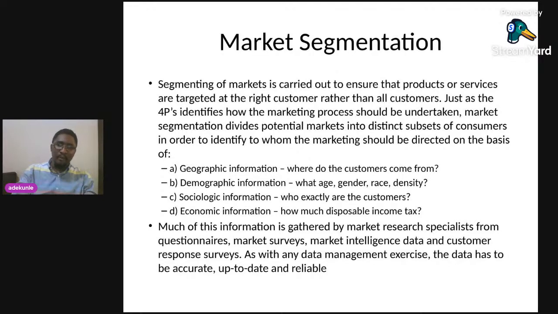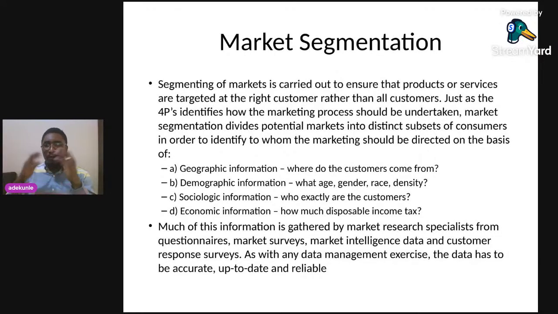Of course, then we have what we call market segmentation. Most of our segmentation is about dividing the market into different groups, varying groups or niches. So segmentation of the market is carried out to ensure the product or service is targeted to the right customer rather than to all customers. Just as the 4 P's identify how the marketing process should be undertaken, market segmentation divides the potential market into distinct subsets of consumers in order to identify to whom the marketing should be directed, and also the who, the whom, the why.